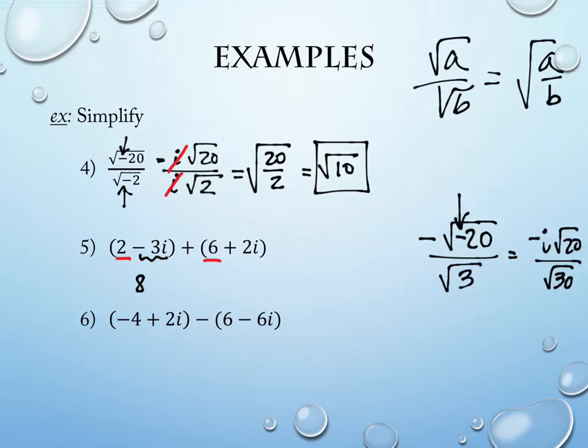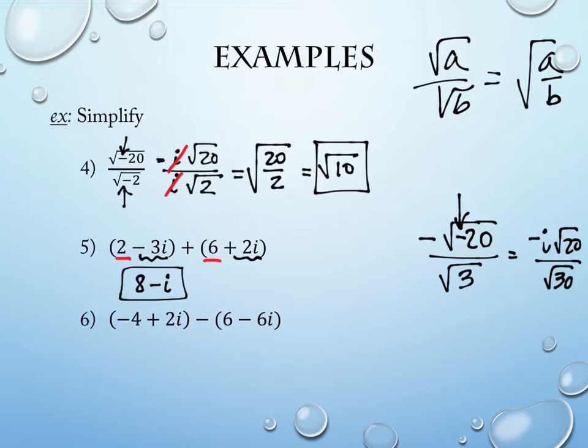Negative 3i and positive 2i are alike. So what's negative 3i plus 2i? Negative 1i, or simply negative i. And you're done. It just works like it did when we had the variable x or w or u or k or whatever inside of our problems. You combine the things that are alike. You don't combine the things that are not.